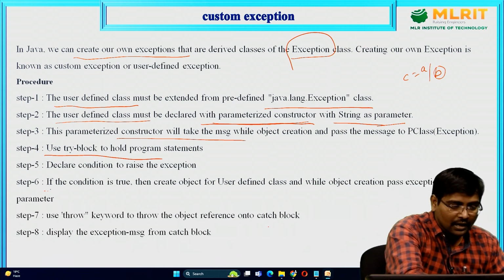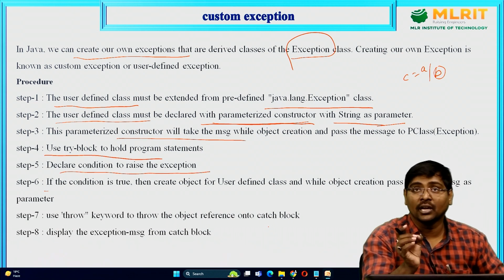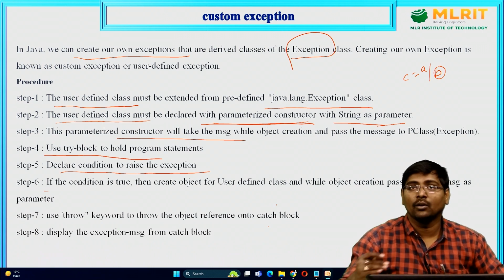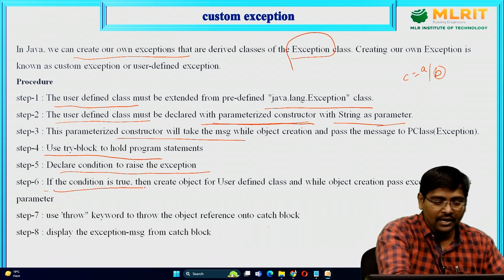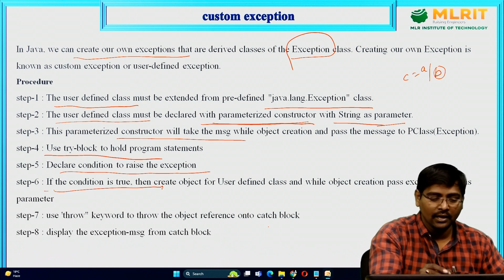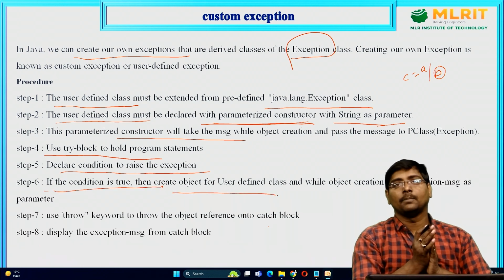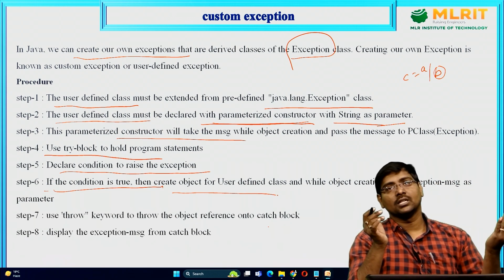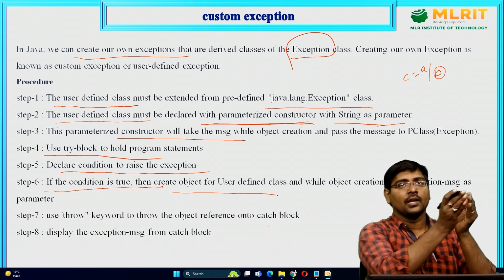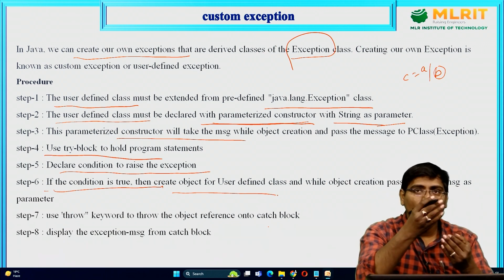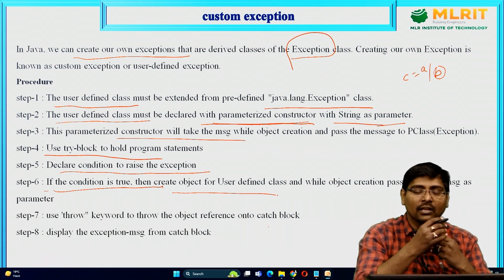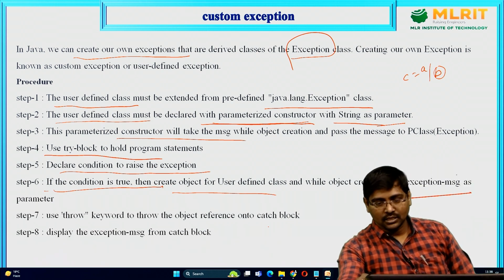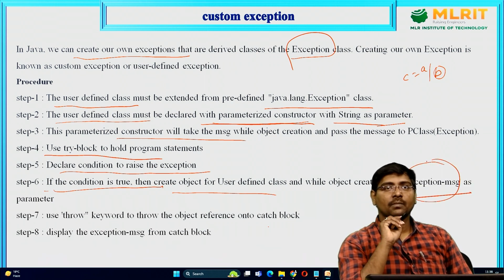So, you declare a condition to raise the exception. If the condition is true, then create an object for the exception class. In the previous case also, with C is equal to A by B, an object is created automatically. But in this user defined case, if the condition is true, you need to create an object for that user defined class along with some exception message. See this one? Along with some exception message.